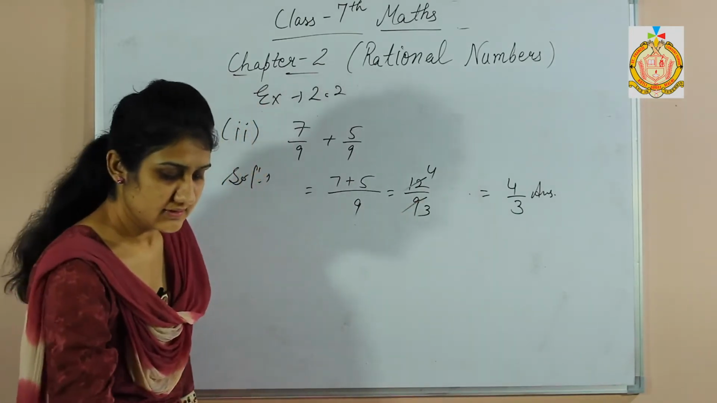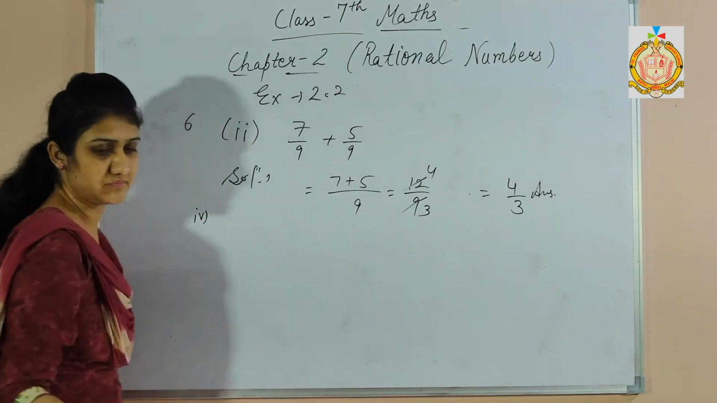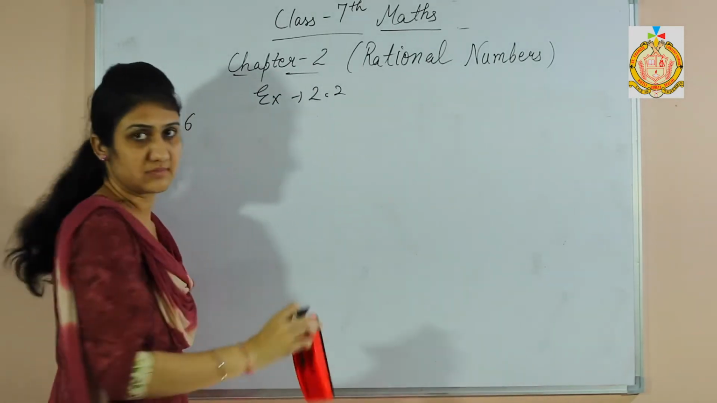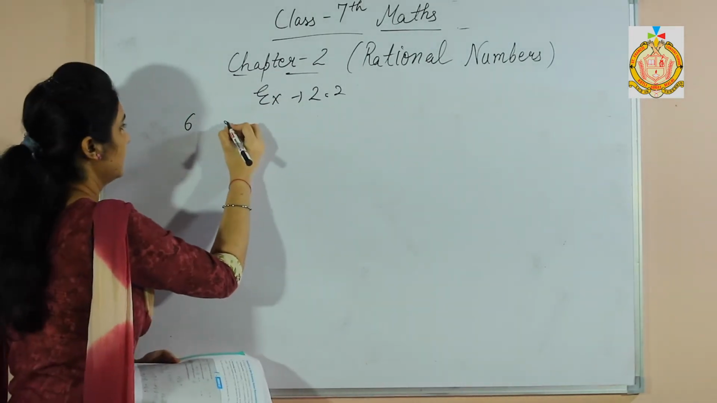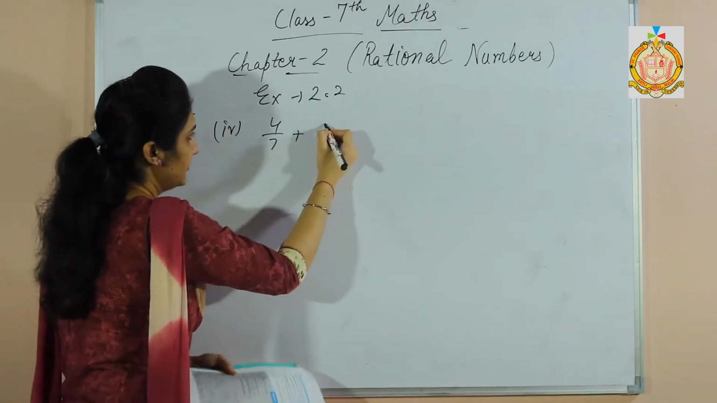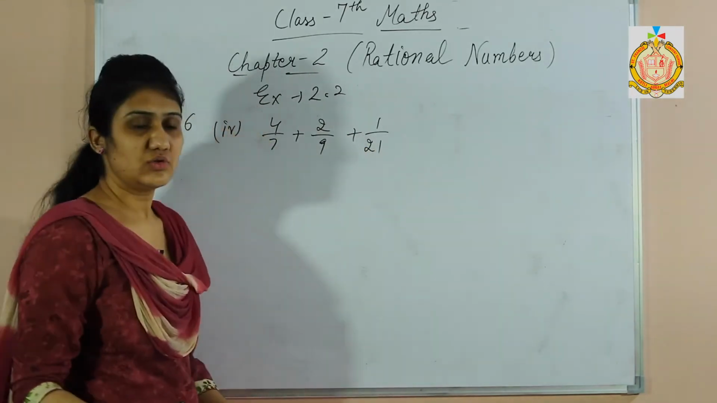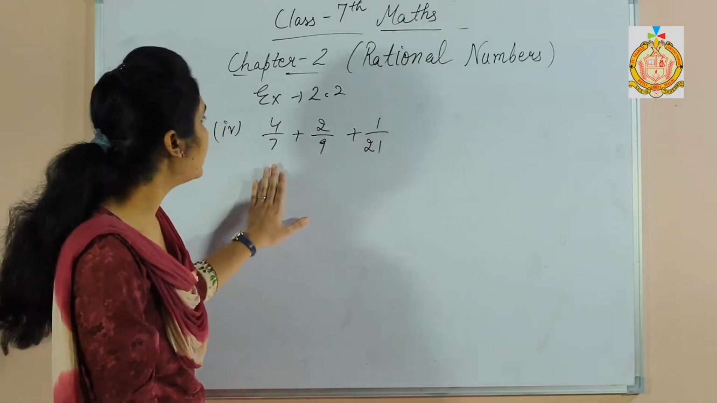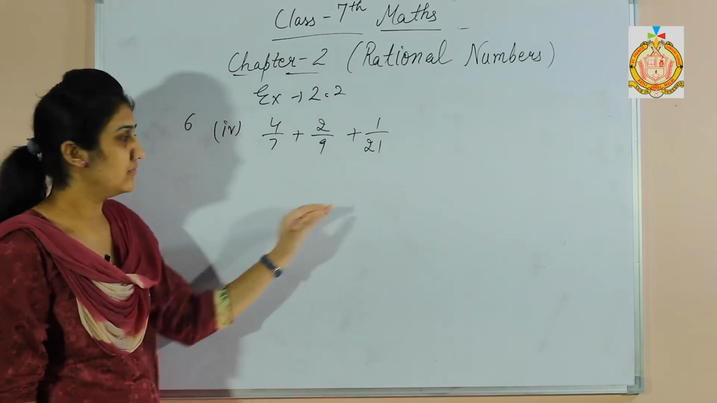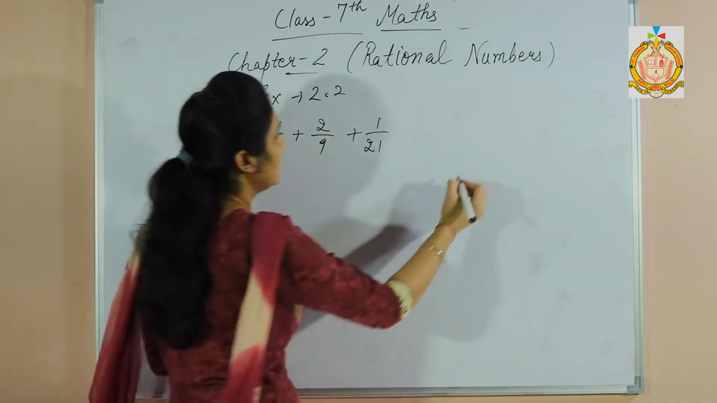Next one is, I am doing the fourth part of sixth sum. The question is 4 by 7 plus 2 by 9 plus 1 upon 21. As you can see here the denominators are different. As these denominators are different, we have to take the LCM first. First take the LCM of these denominators.